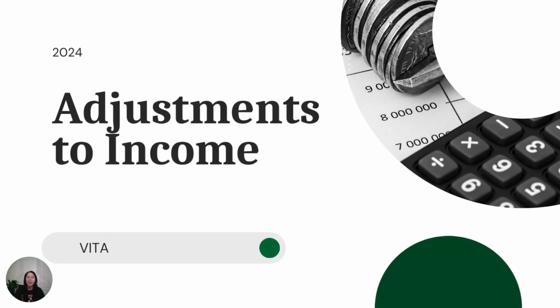My name's Hannah, and in today's lesson, we're going to be going over the common types of adjustments to income. These will be reported on your income tax return, and we're basically seeing how we can take a lower gross income so that you can be taxed at a lower rate.